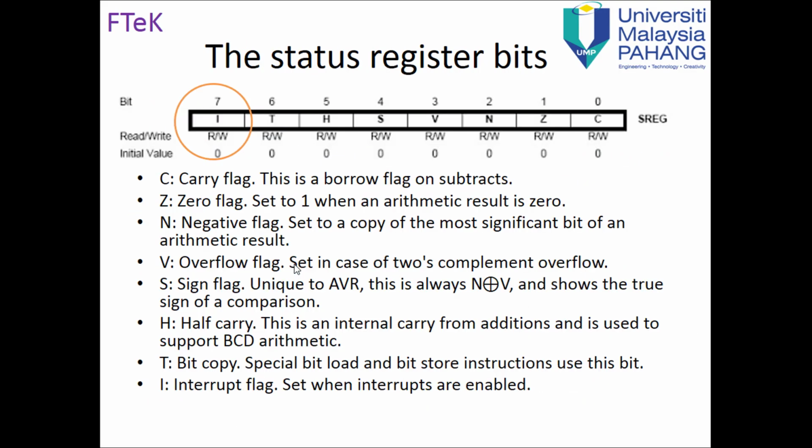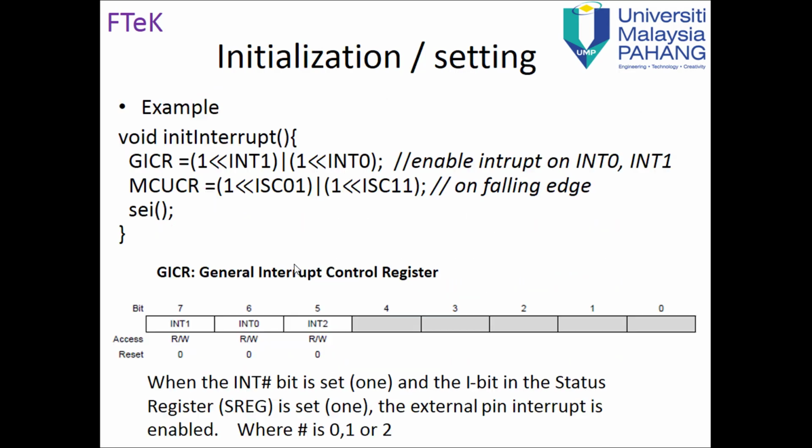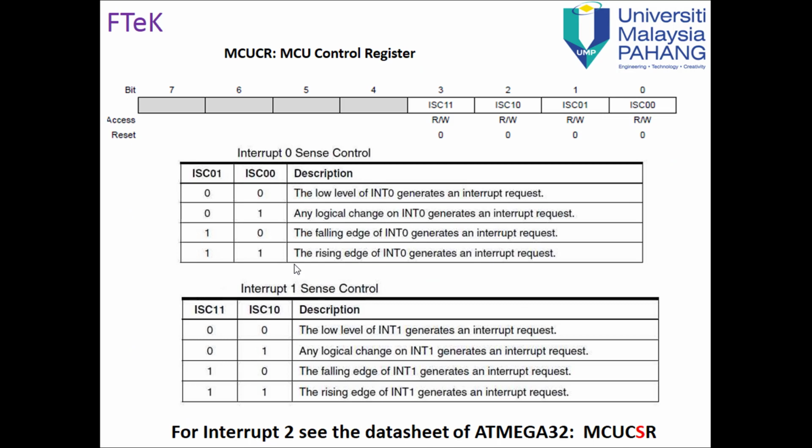Now I have 3 registers to decide how to do the interrupt: the global enable, the GICR to decide which one to be enabled and which one not to be enabled after enabling the global one, and this one to decide how the interrupt is going to happen. Is it on the falling edge? Is it on the rising edge? Is it on a state change or on 0?